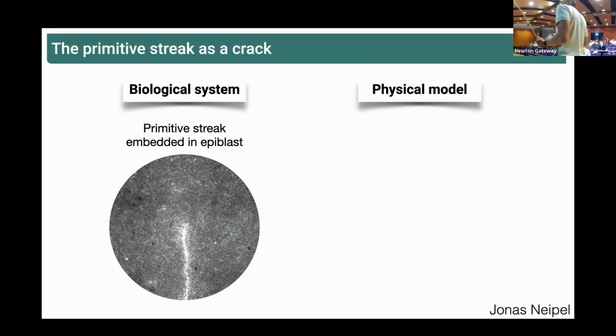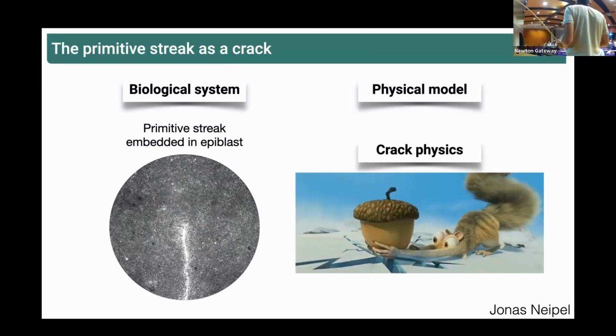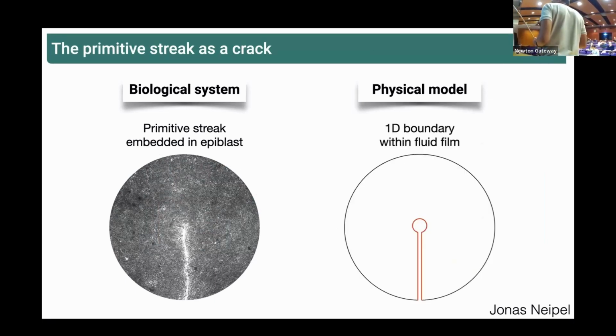And this physical model we're going to pursue, one might call crack physics or boundary physics. I'm going to illustrate this on the next slide. So we're going to look at a 2D fluid, for which we can measure boundary velocities on this circular region, but we're going to add an additional boundary, which is the street-like region.